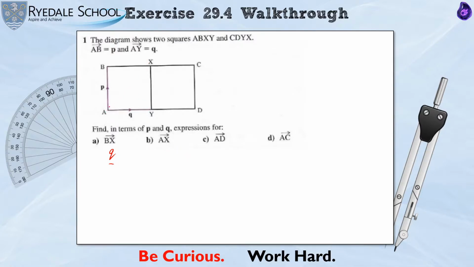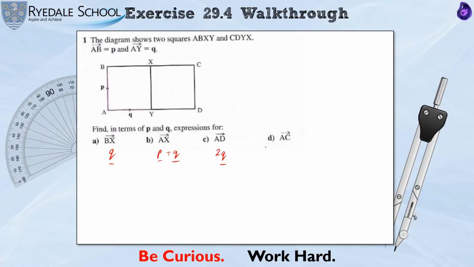AX. Okay. Planning my route from A to X, I'm going from A to B and then from B to X. So that is p plus q. A to D. Well, again, we've got 2 identical squares. So if that's q, that is another q all the way across to q.